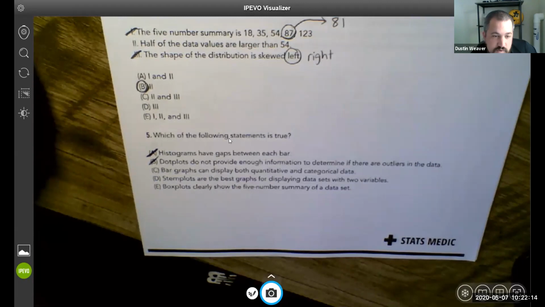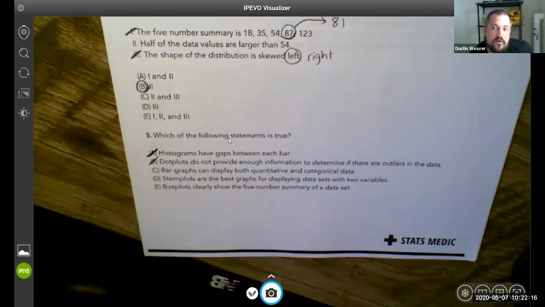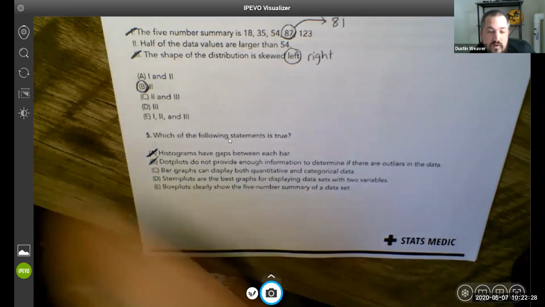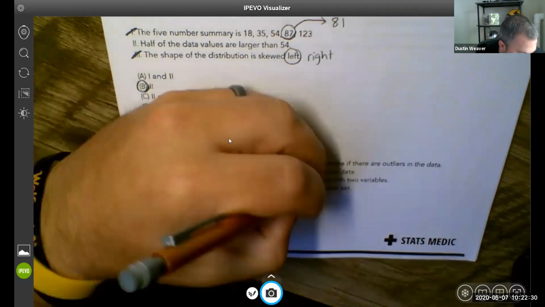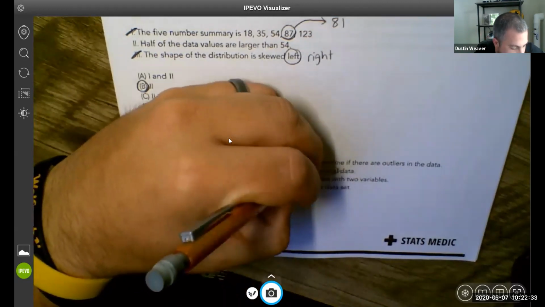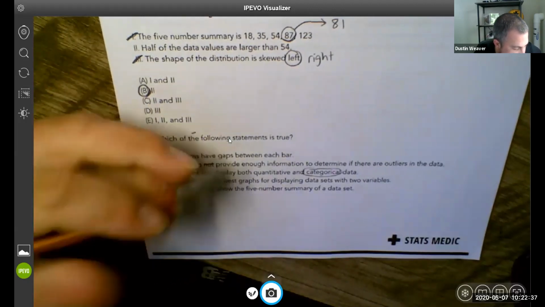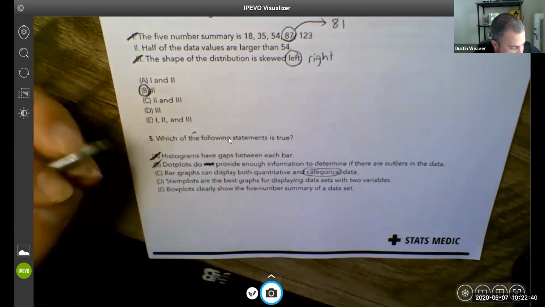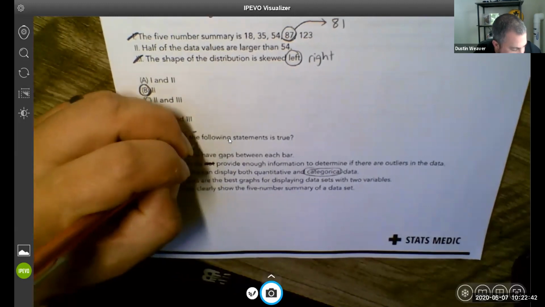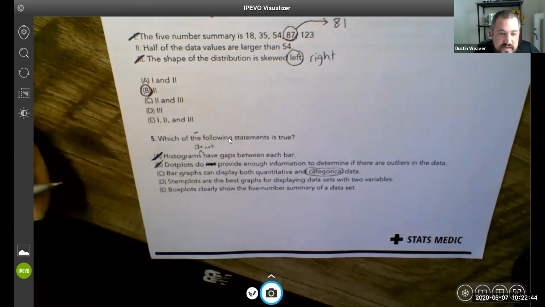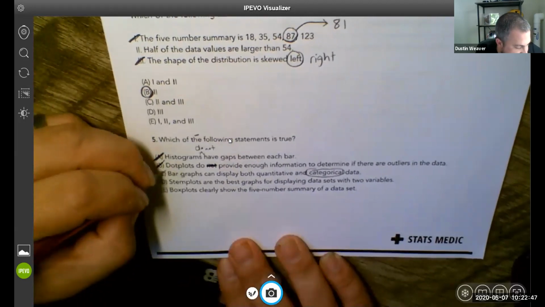Yeah, it's actually categorical. So think about what's on the horizontal axis of a bar graph. You don't see numbers. That would be a histogram. You see categories, right? Like blue, green, red, whatever. So bar graphs actually only display categorical data, okay? And dot plots do provide enough information. Histograms do not have gaps between each bar. All right, so we're going to mark off C.